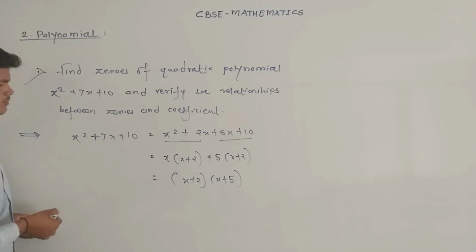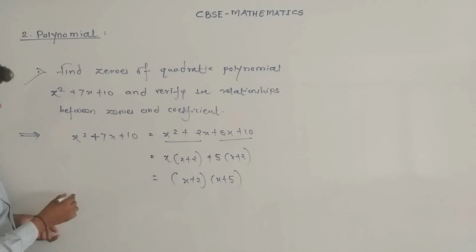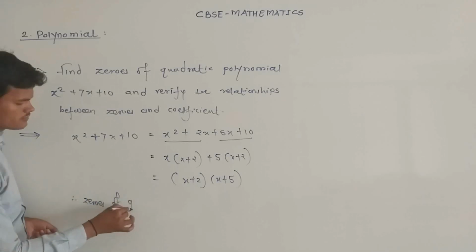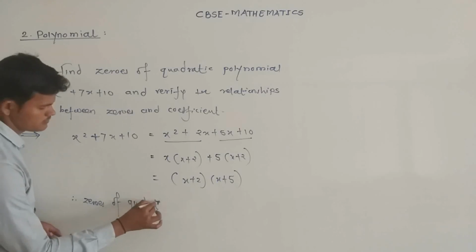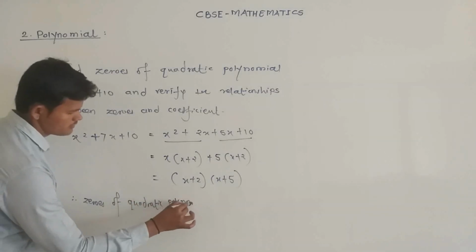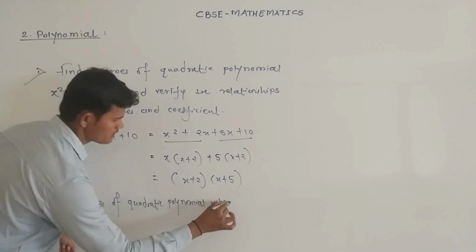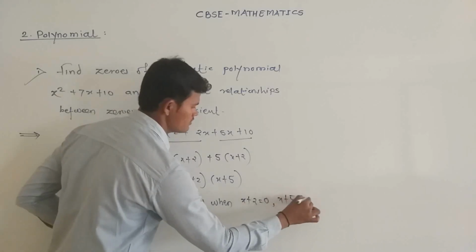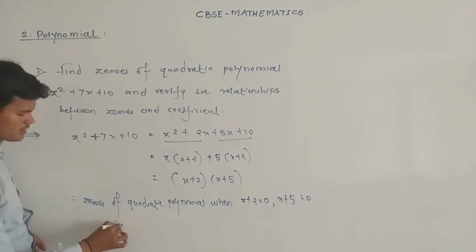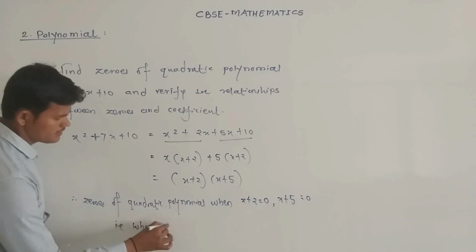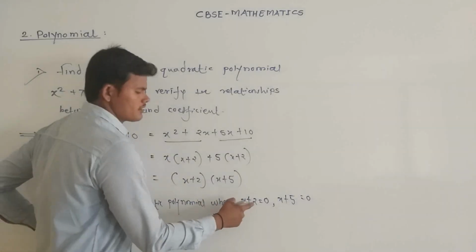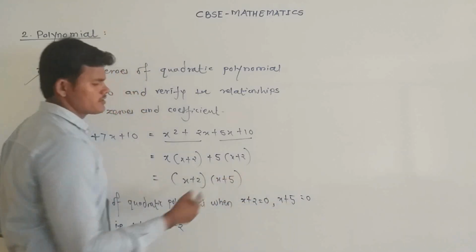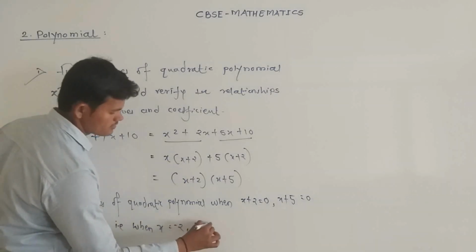So the zeros of the quadratic polynomial are when x plus 2 is equal to 0 and x plus 5 is equal to 0. That is, when x is equal to minus 2. The plus 2 goes to the opposite side, so we get the value of x as minus 2, and here x is equal to minus 5.